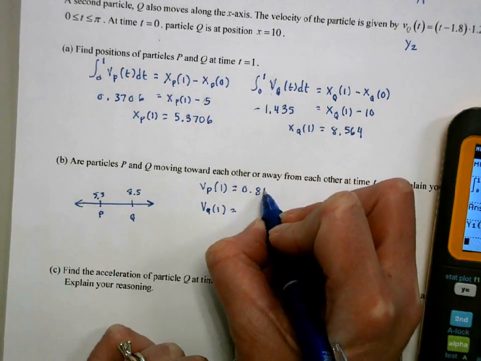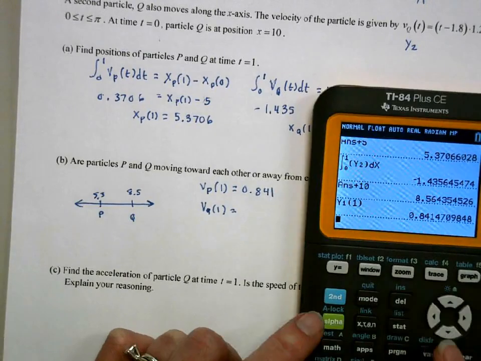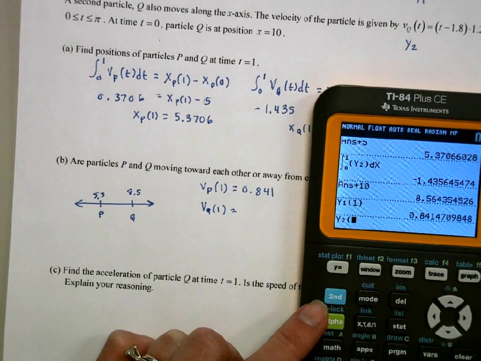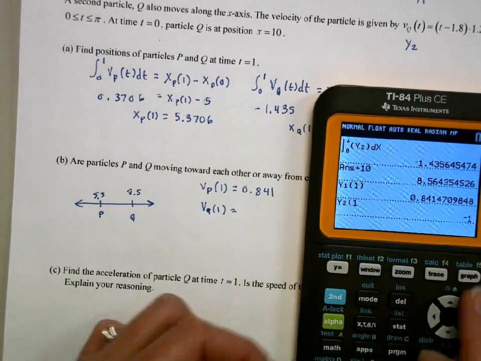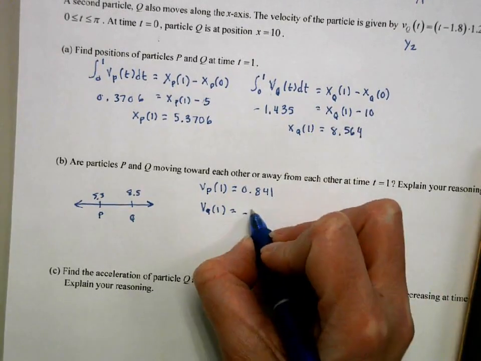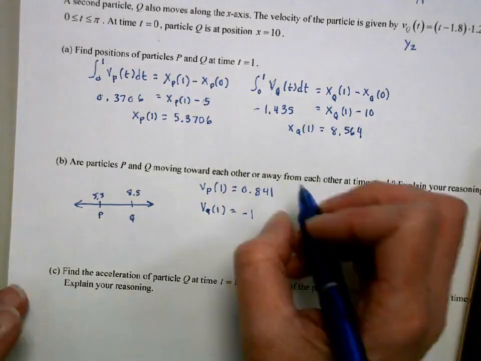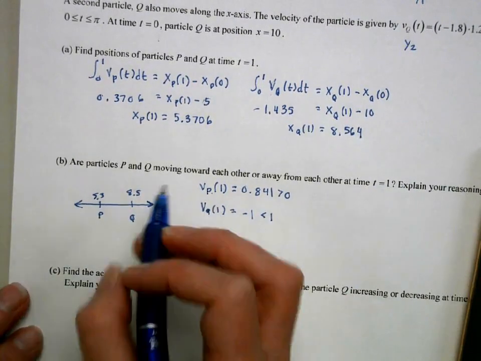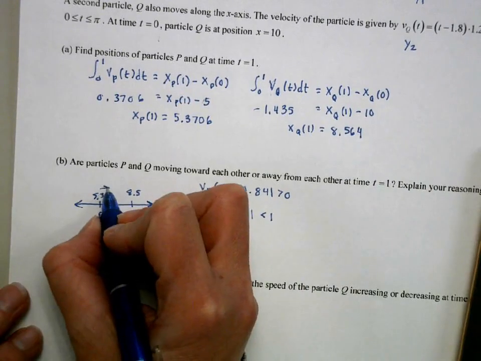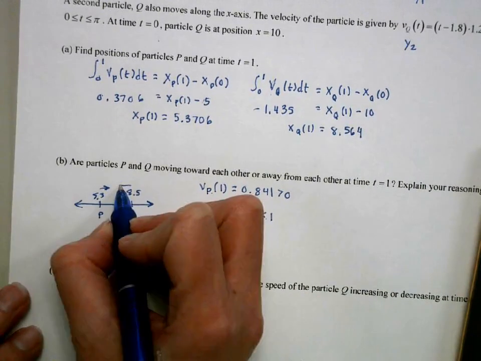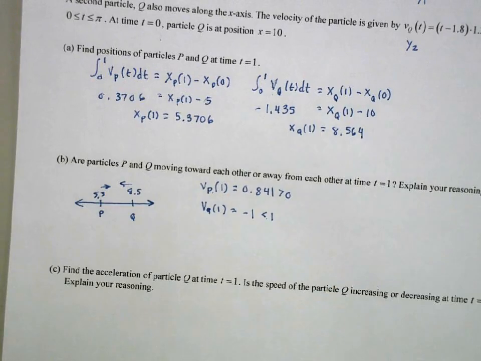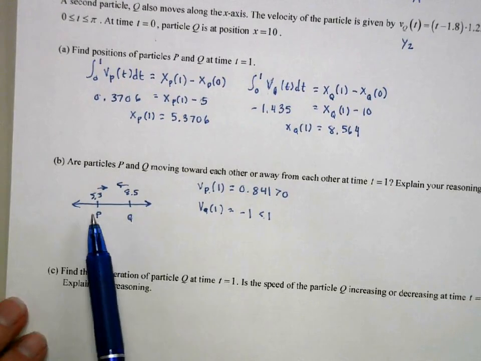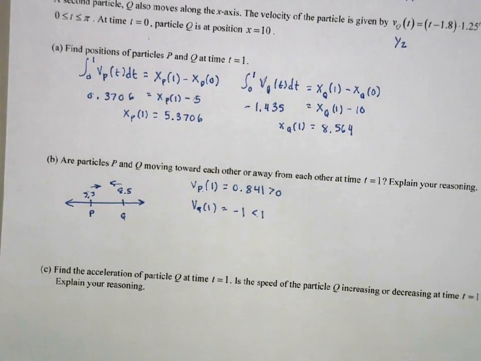And I'm going to do my velocity at -1. All right. So this one's greater than 0. This one's less than 0. So my P is moving to the right. My Q is moving to the left. And since they're relative positions, that Q is to the right of P, they are moving towards each other.